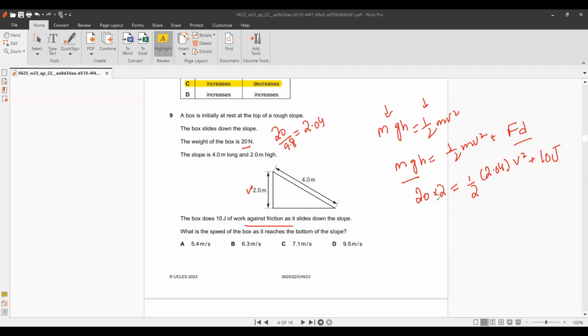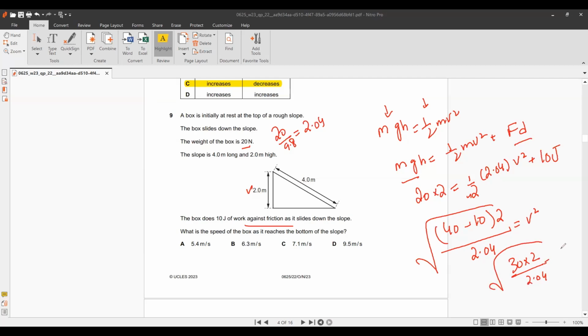Now, this would be 40 minus 10, times 2, this 2 goes to the other side of the equals sign and multiplies, divided by mass, equals v squared. Now to find v, we take the whole under root. So 30 into 2 divided by 2.04, which is 60 divided by 2.04, whole under root. What is the answer? 5.4. Do you understand the question?